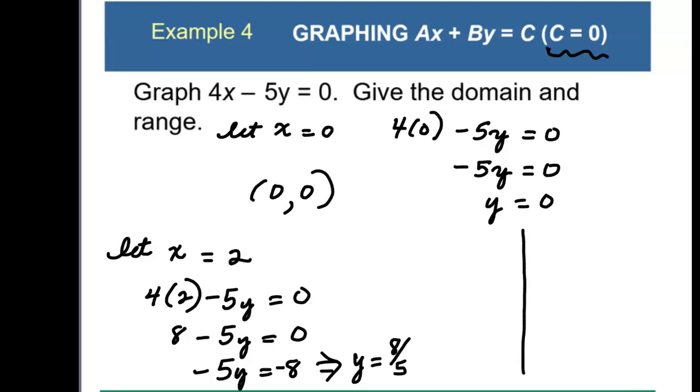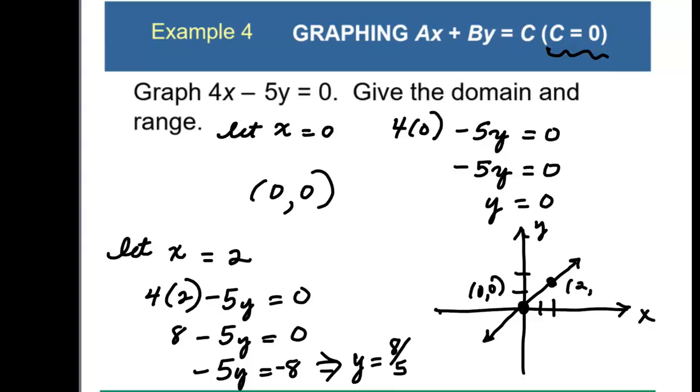Okay, and so now we're just going to graph in the rectangular coordinate system this line that goes through the origin, 0, 0. And another point on the graph is 2, 8/5. Okay, and then 8/5 is going to be, let's see, a little bit less than 2 there, so we'll get right here.